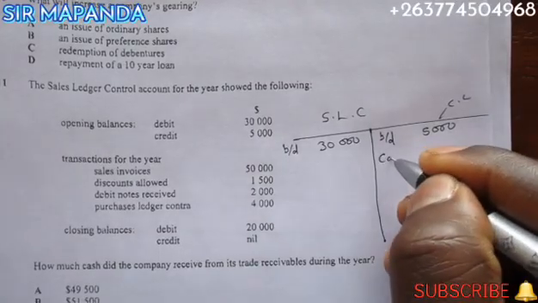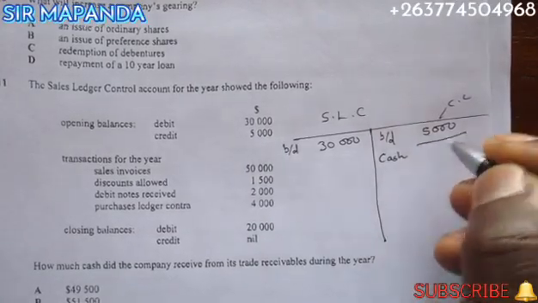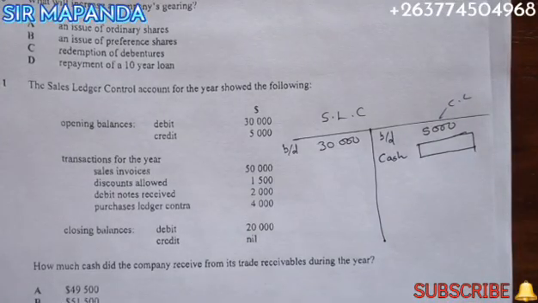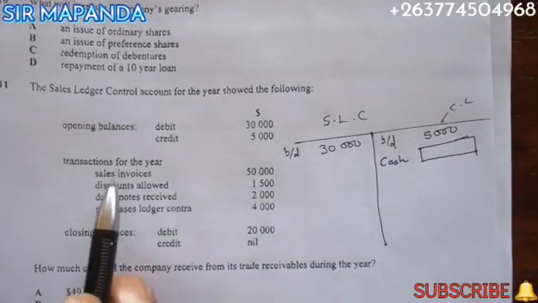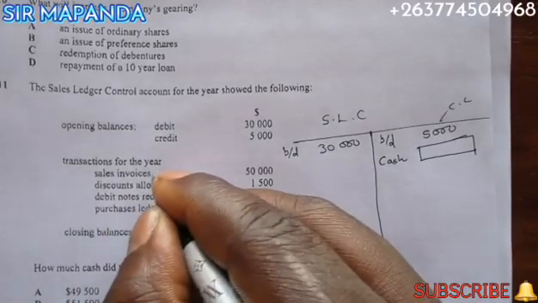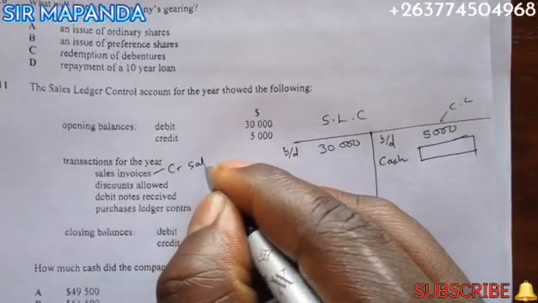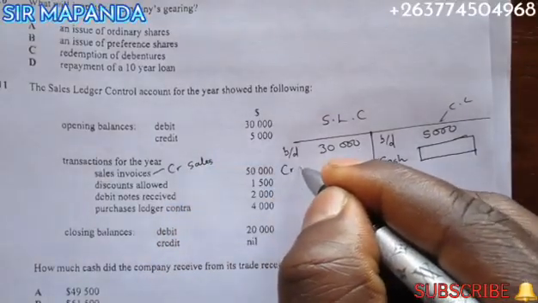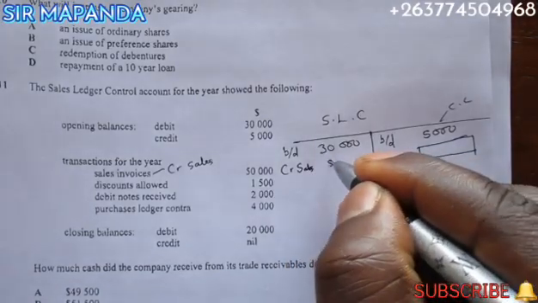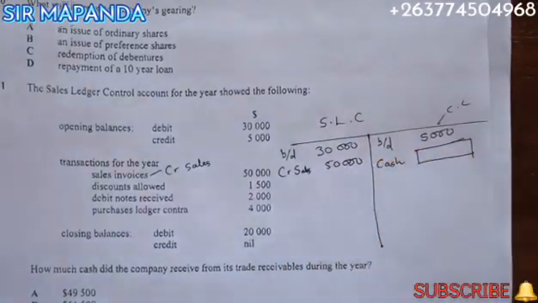Our cash, which is required by the question, is going to come on the credit side as a balancing figure. Take note of that. Transactions for the year, we are given sales invoices. Sales invoices denote what we call credit sales. So credit sales appear on the debit side. So I'm going to put 50,000 on the debit side of the sales ledger control account.